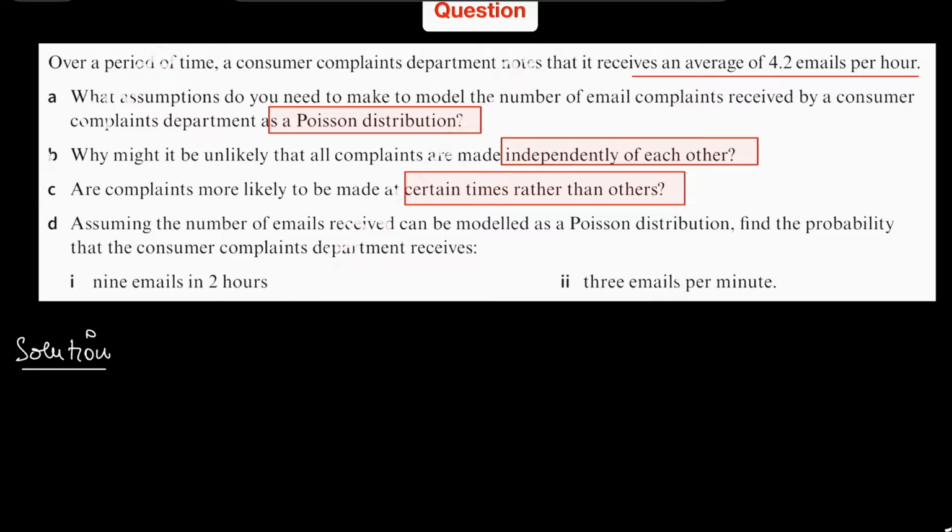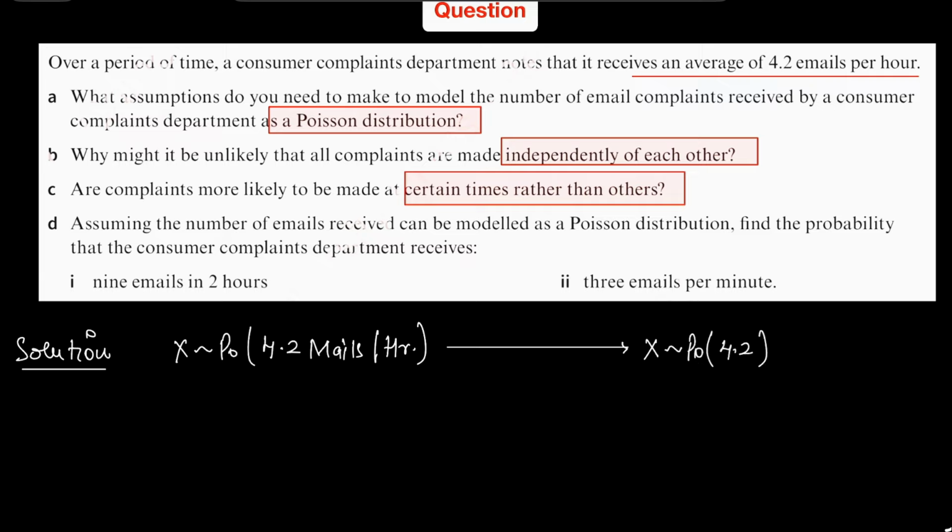First of all, let's quickly write down that X follows Poisson with mean 4.2 mails per hour. More precisely, if I write it in a simplified way, X follows Poisson with mean 4.2, where 4.2 represents mails per hour.